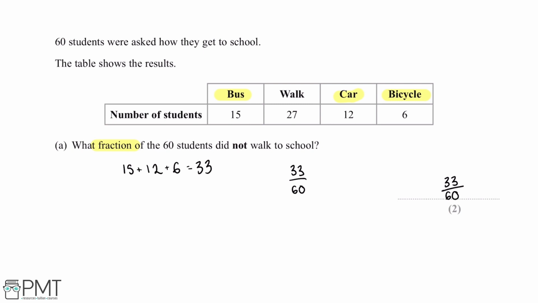Now this question's worth 2 marks. We'll get our first mark for this calculation to work out the number of students who didn't walk to school, and the second mark for the correct answer.